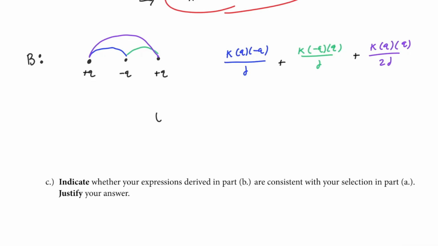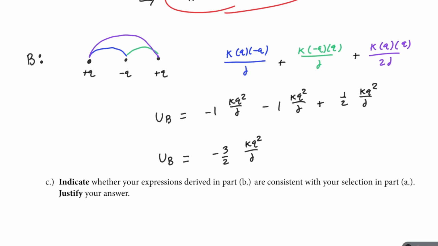So this means that UB would be equal to negative 1 kq squared over d plus another negative 1 kq squared over d plus 1/2 kq squared over d. So 1 minus 1 is negative 2, and then I add 1/2 to negative 2, so I get negative 3/2 kq squared over d for the potential energy of the system in B.